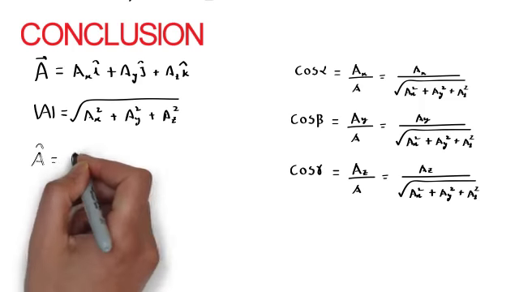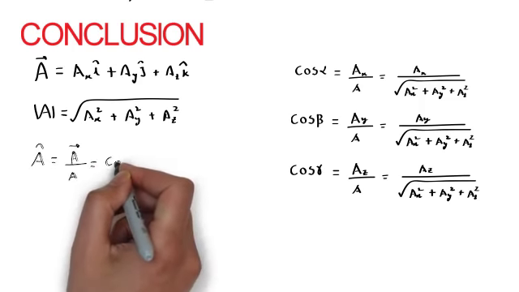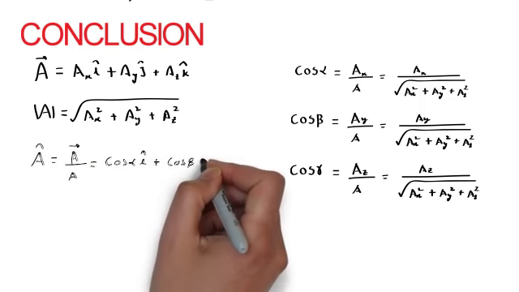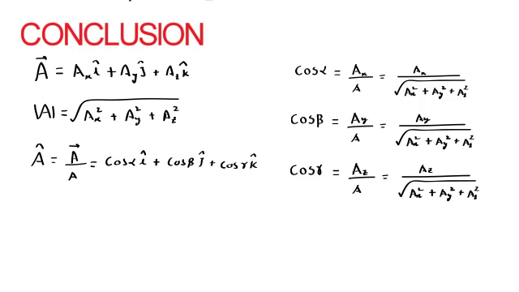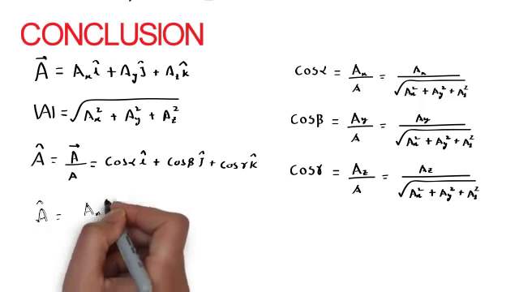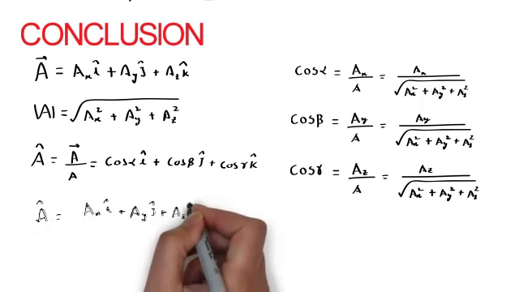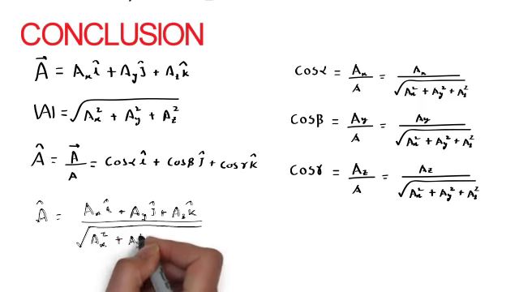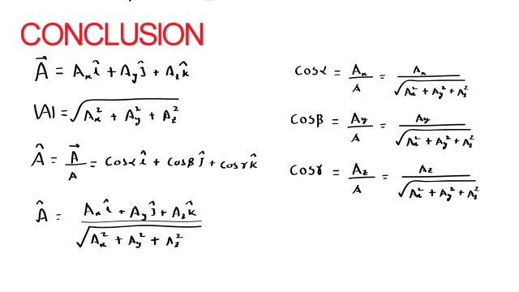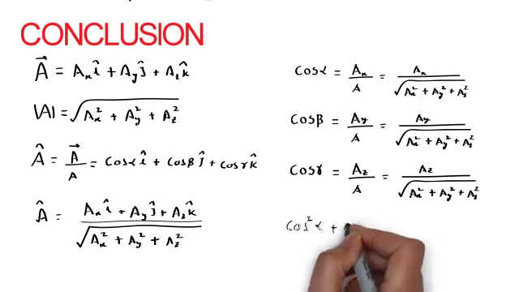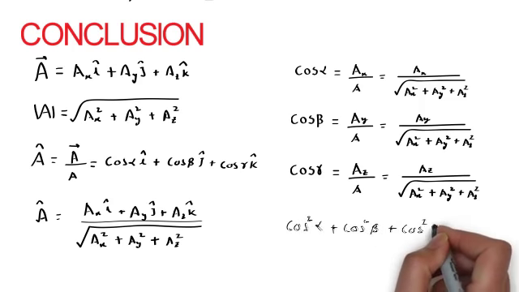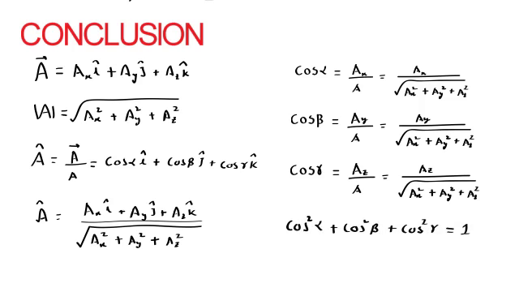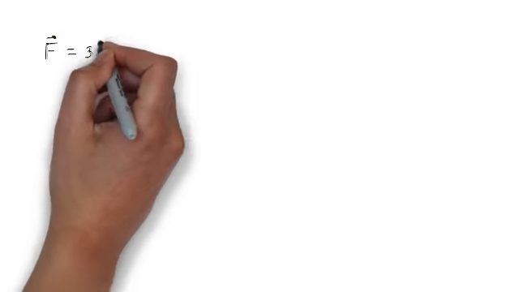And the unit vector A cap will be given by A vector by A modulus, which will be equal to cos alpha i cap plus cos beta j cap plus cos gamma k cap. Thus, I can write A cap to be equal to Ax i cap plus Ay j cap plus Az k cap upon under root of Ax square plus Ay square plus Az square. And if we know the angles a vector makes with the x, y and z axis are alpha, beta and gamma, we will always have cos square alpha plus cos square beta plus cos square gamma equal to 1.